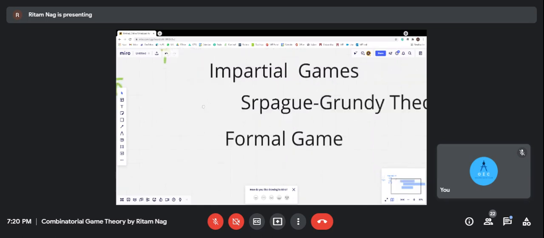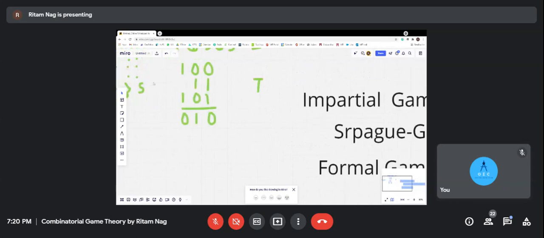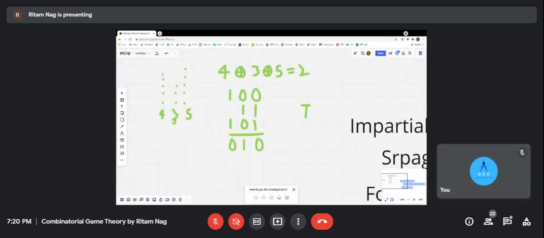Also for NIM games, one thing you want to remember is how to add games. For example, any NIM game can be seen as a sum of different piles, where the sum of two games G1 and G2 is defined as the game where every player can either move on G1 or on G2, but exactly one of them. This is defined as the sum of two games.